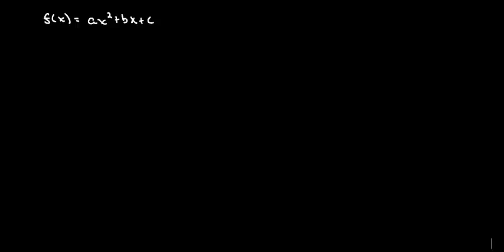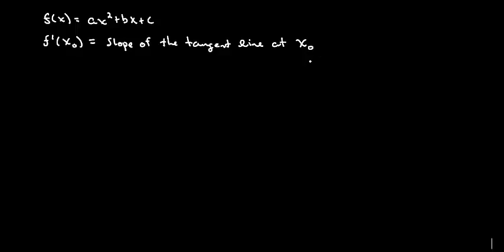And we're going to find the derivative at some specific x sub naught value. So what this is going to find is the slope of the tangent line at x sub naught. Okay, so it's pretty easy to do. Basically, it's just all algebra here.